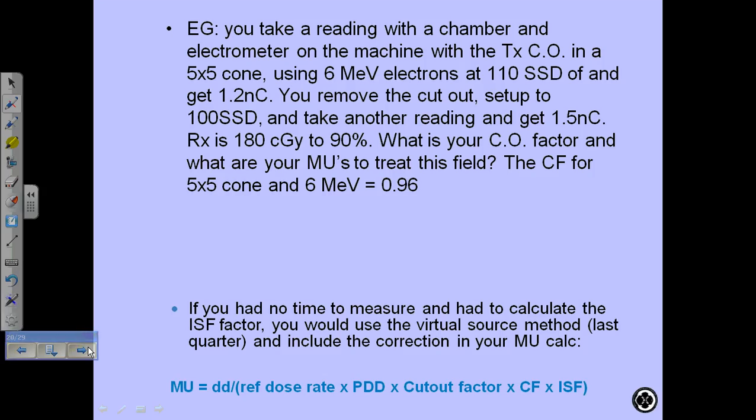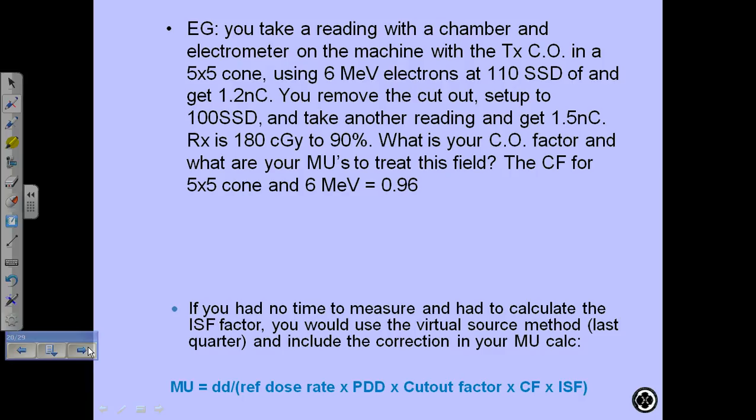Let's do an example. If you take a reading with a chamber and electrometer on the machine, with the treatment cutout in a 5 by 5 cone using 6 MeV electrons and 110 SSD, and get 1.2 nanocoulombs. You remove the cutout, set up to 100 SSD, and take another reading and get 1.5 nanocoulombs. The prescription is 180 centigray to the 90% line. What is your cutout factor and what are your MUs to treat this field?